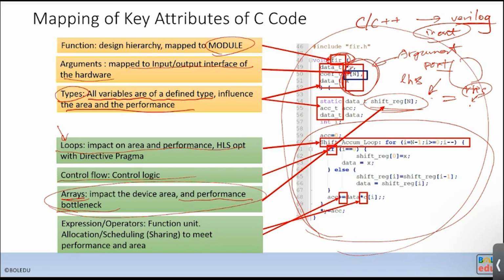And there are expressions and operators. Operators map to the function units. An expression, then, is the part that becomes the data path synthesis. Okay, so we will introduce each of them briefly.